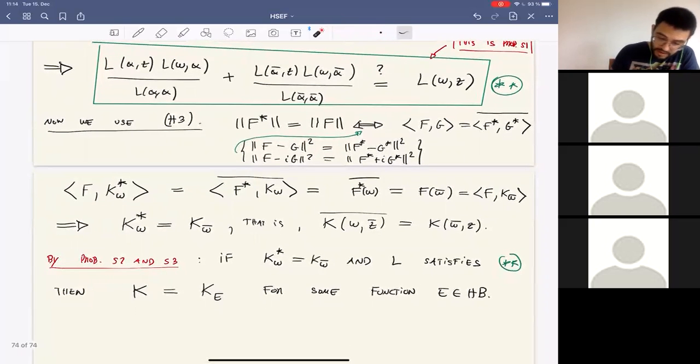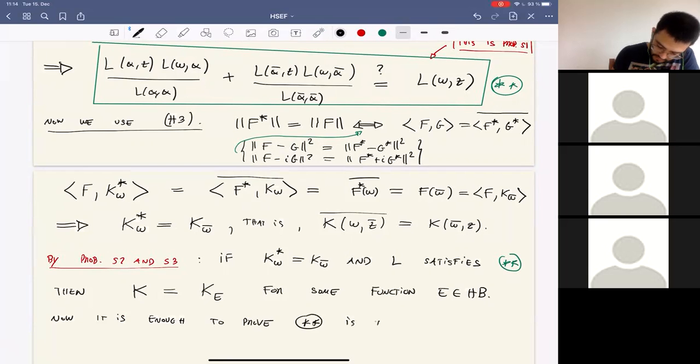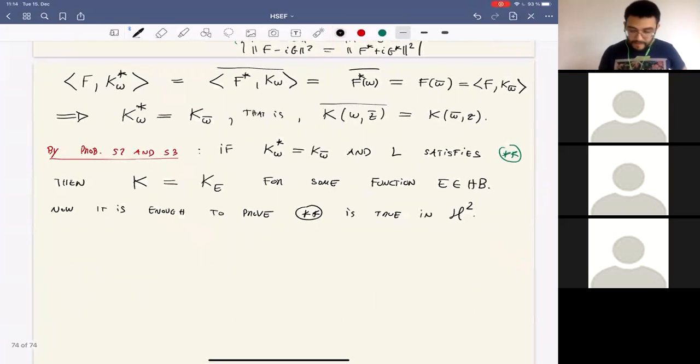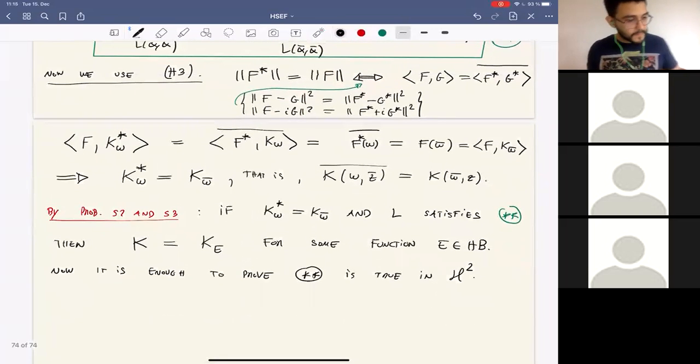Okay, so let's show now. It is enough to prove double star is true in H, in this given space, okay? So let's show it is true.